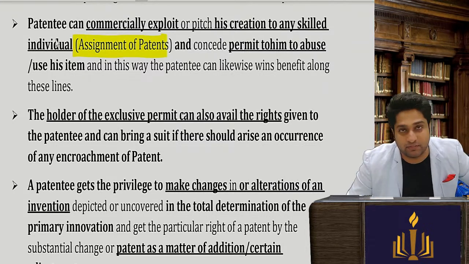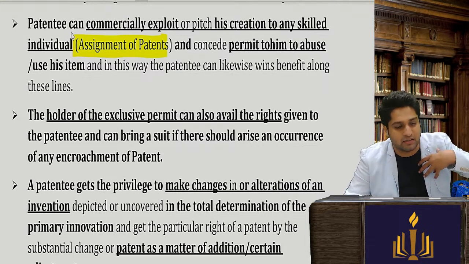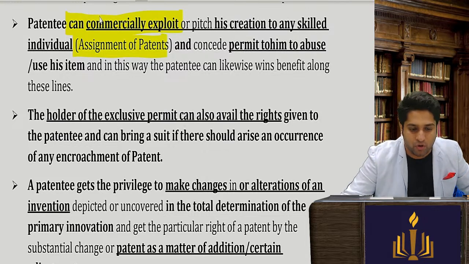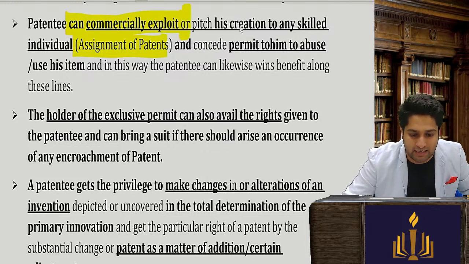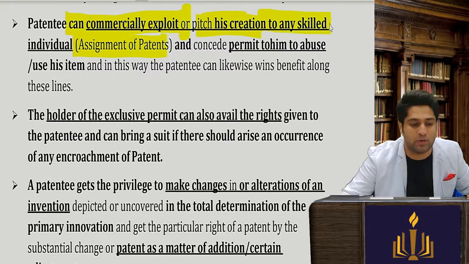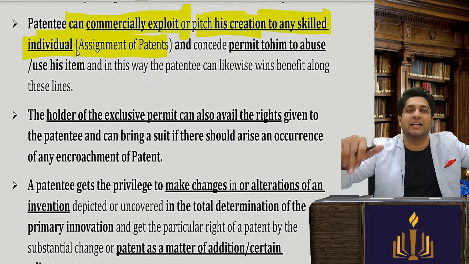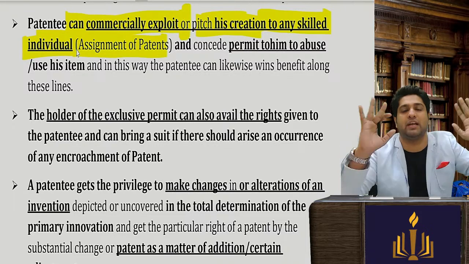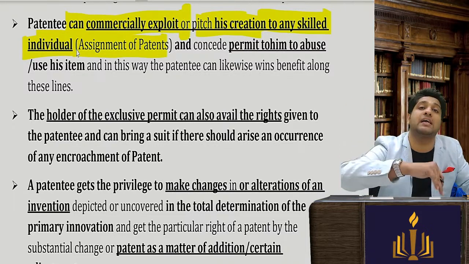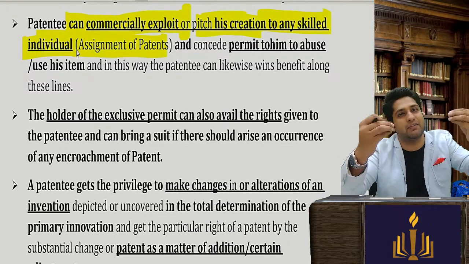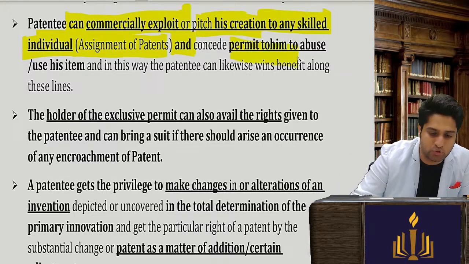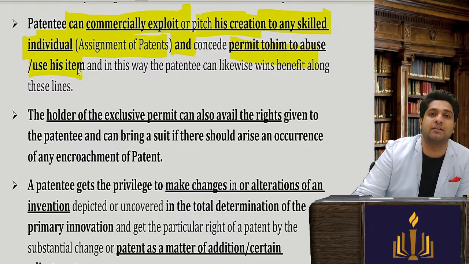So the patentee, that is me, the inventor, can commercially exploit it himself, or he can pitch his creation to any skilled individual. He can tell anyone else that, listen, I have made this, do you want it in your name? You take it, I am assigning it. Or I can even sell it to you, or I can give it to you for a short time for using it, and permit him to use his item.